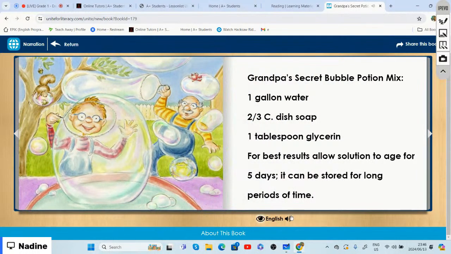Grandpa's Secret Bubble Potion. Mix 1 gallon water, 2/3 cup dishwash soap, 1 tablespoon glycerin. For best results, allow solution to age for 5 days. It can be stored for long periods of time.